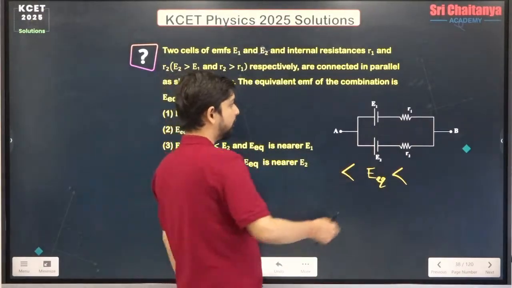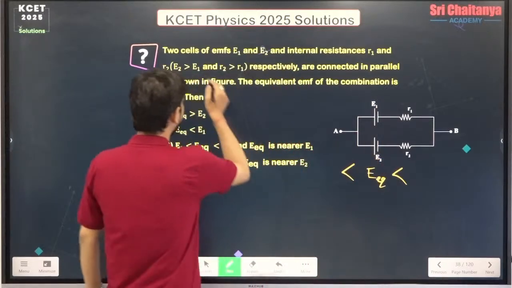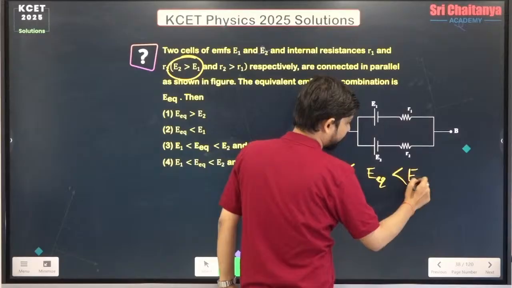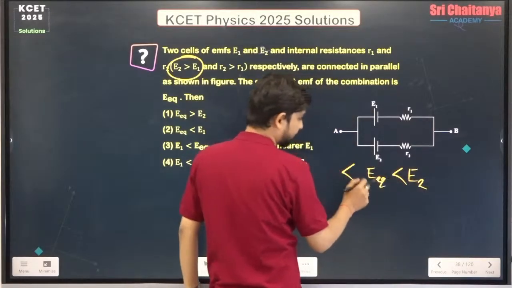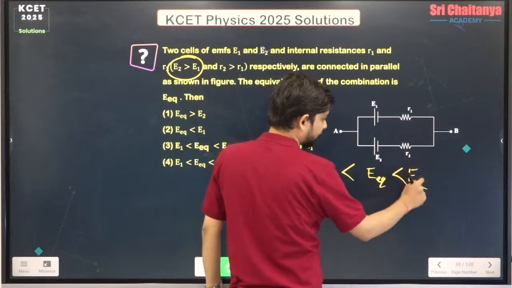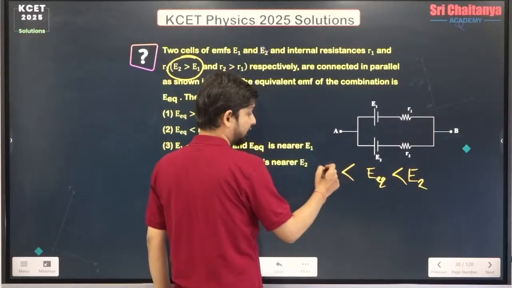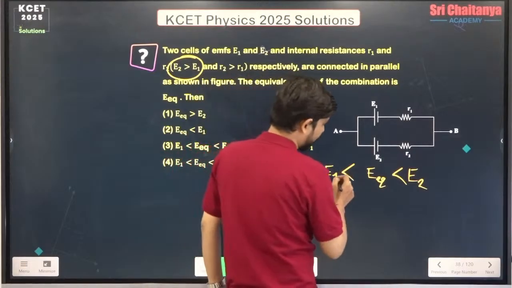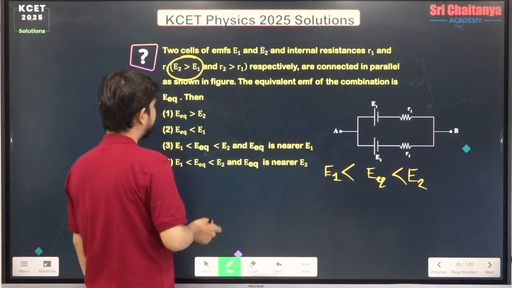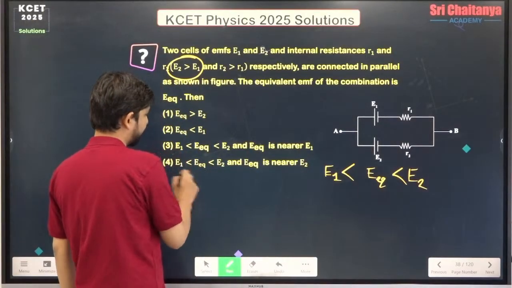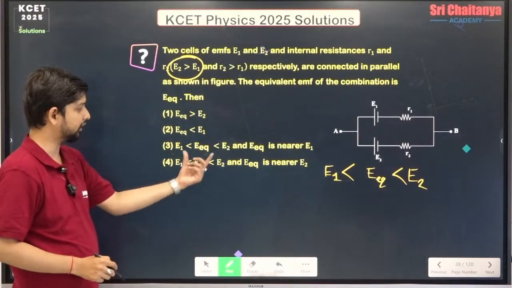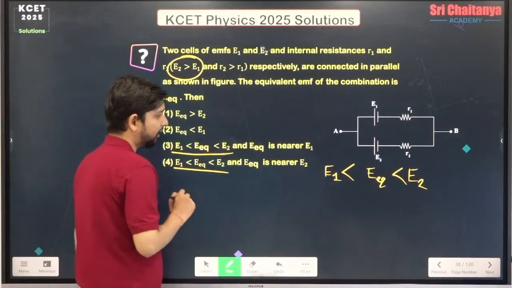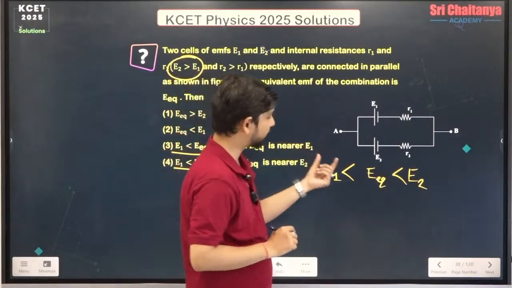Among these two, E2 is greater. So the equivalent EMF is going to be lesser than E2, meaning lesser than the greatest value, and it is going to be greater than the least value. So E equivalent will always be in between these two. In options 3 and 4, E equivalent is between E1 and E2. Now we have to find whether this E equivalent is going to be nearer to E1 or E2.